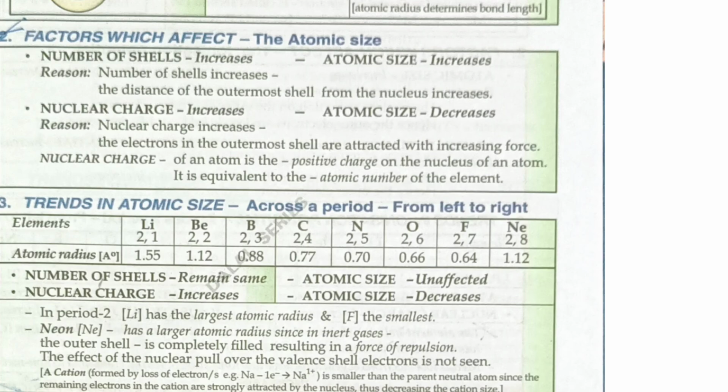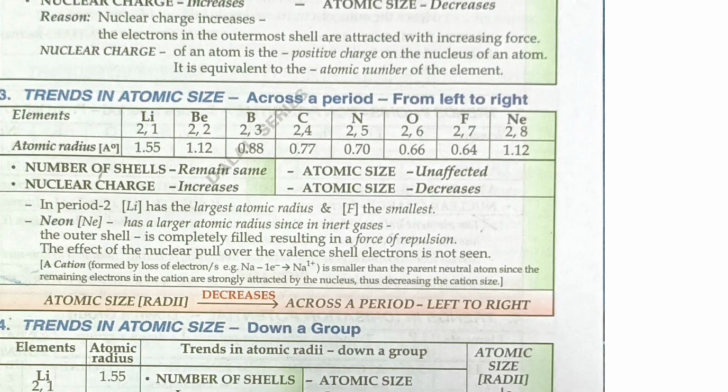But in beryllium, 2 electrons are in the outermost shell, and therefore the attraction with the nucleus is more. As the number of electrons in the outermost shell increases, attraction with the nucleus increases, and therefore the nuclear charge is also more in beryllium. Because of that greater attraction, the outermost shell or orbital shrinks. Shrinks means it gets reduced in size, and therefore across the period atomic size decreases.